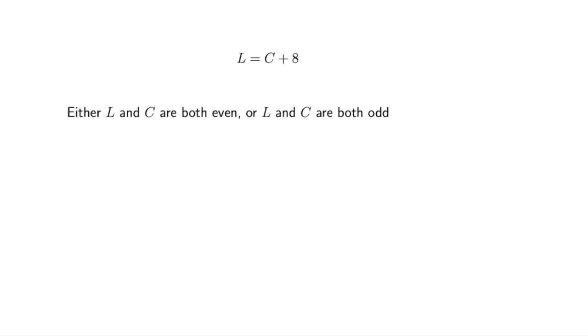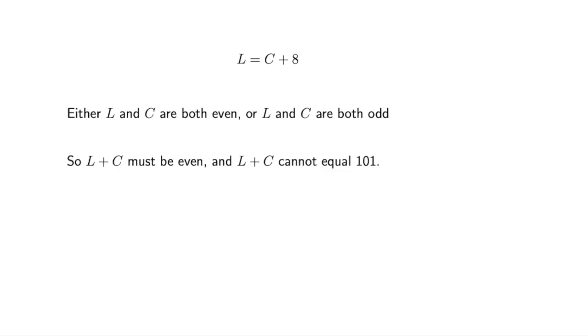If C is odd, then L would need to be odd. And if C is even, L would need to be even. Either way, C plus L needs to be an even number. There's no way C plus L could ever be equal to 101. So some other party must have won at least one seat in the election, and statement 1 is sufficient.